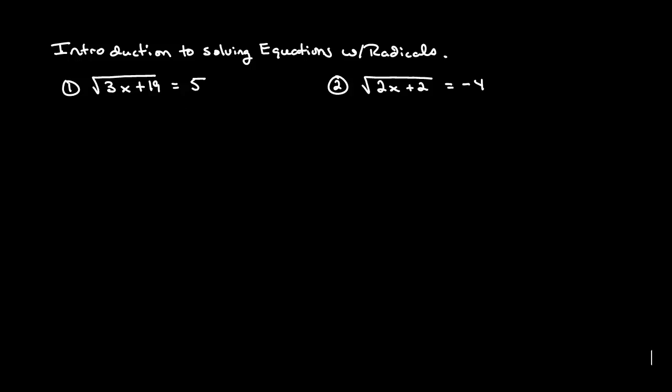So let's square both sides. When we square both sides of this, I get 3x plus 19 is equal to 25. Now I solve this like I would any ordinary equation. So we'll subtract 19 from both sides, and we'll get 6 on the right side, 3x on the left side. Divide both sides by 3, and we'll get 2.